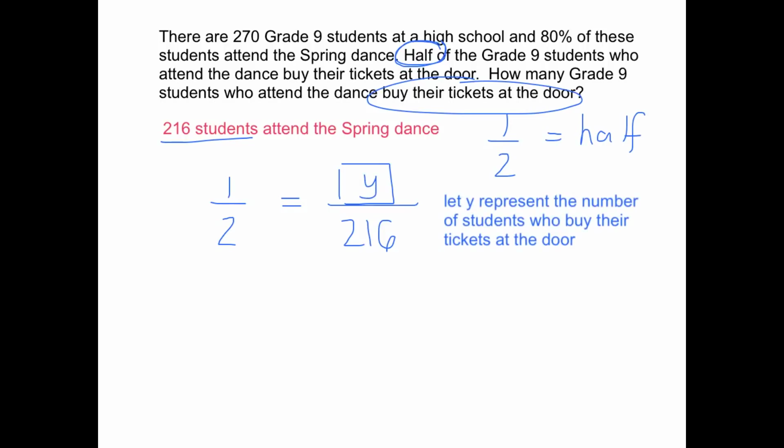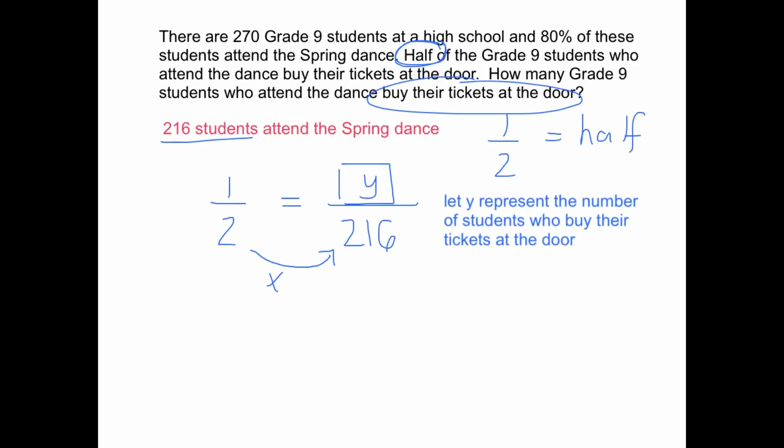Now we could cross-multiply again to solve for the unknown, but I'm going to show you another method where we find the scale factor. A scale factor is a number that you can multiply or divide each term in a ratio by to get the equivalent. Well, in order to get from here to here, do you think we multiplied or divided? Well, since the number is larger, we must have multiplied. We need to figure out what the missing value is. 2 times something gives us 216.